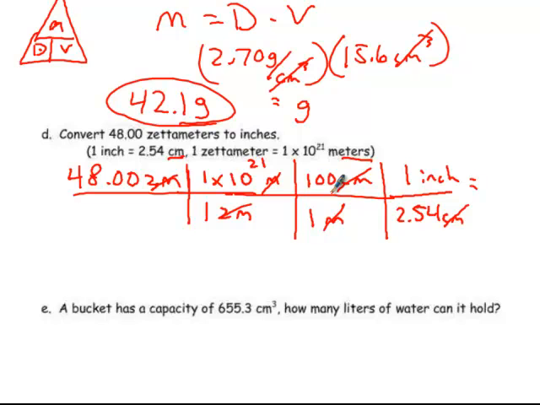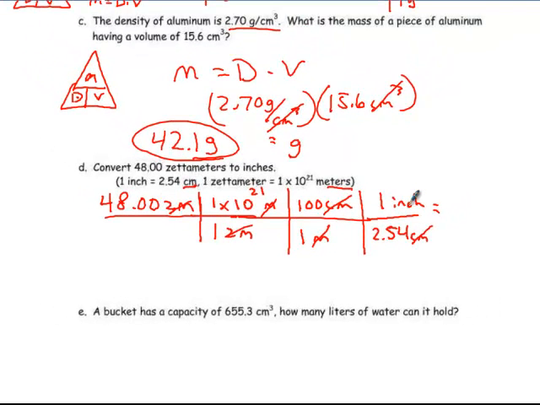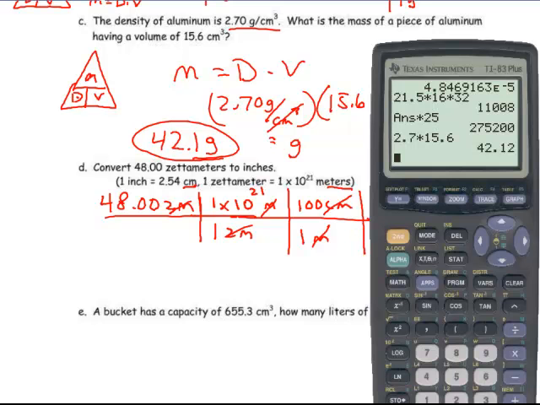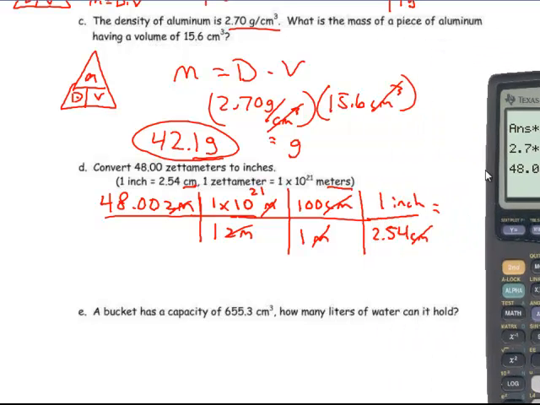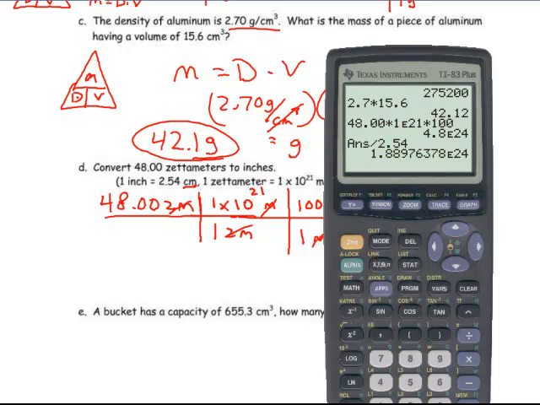So there's our setup. So now to plug this in our calculator, we multiply across the top, and we're going to just divide by 2.54. Make sure we're putting it in our calculator properly. 48.00 times 1 times 10 to the 21st. Like I said today in class, know how to use your calculator. Times 100 equals, I got to sit on that side, right? Now divided by 2.54, so there's the correct answer.